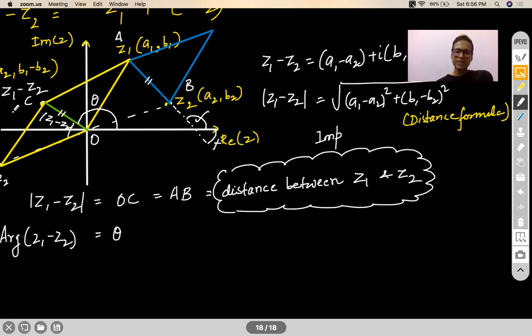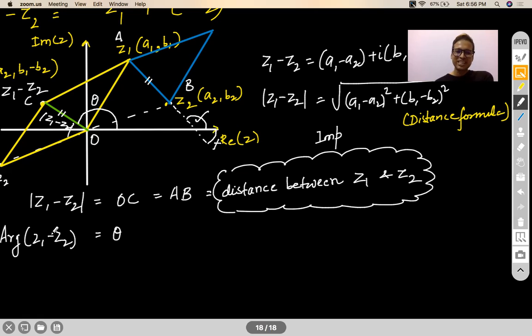Of course, if you make the yellow parallelogram, everything will be very clear. Everything will be crystal clear to you. But if you want to make a judgment on what is the argument of Z1 minus Z2 based on the blue parallelogram, then this is one small trick that I would like to share with you.